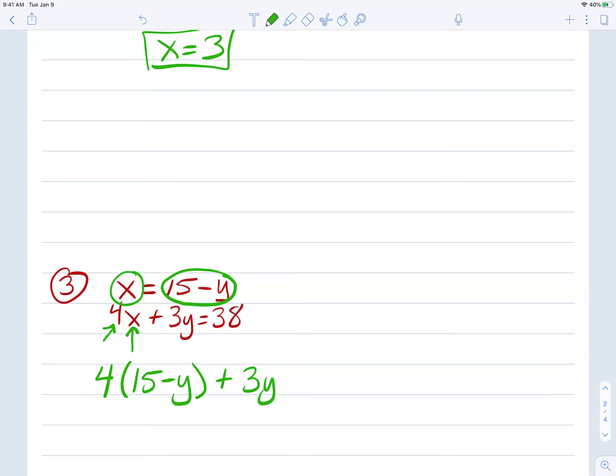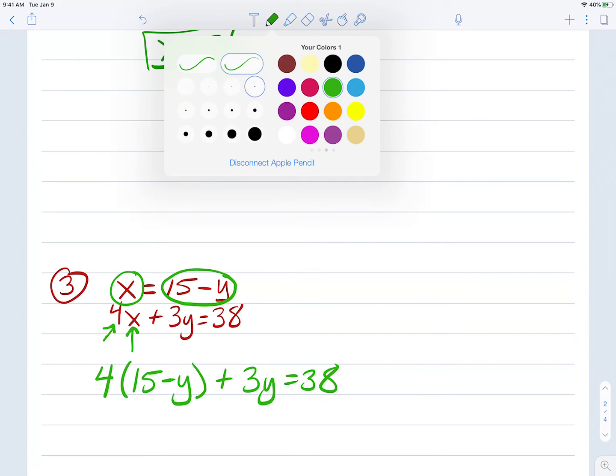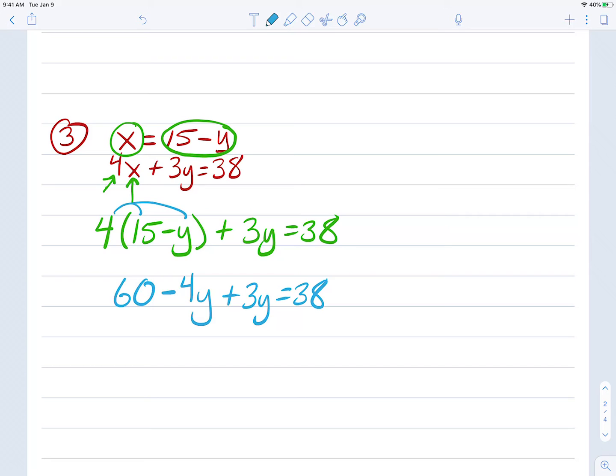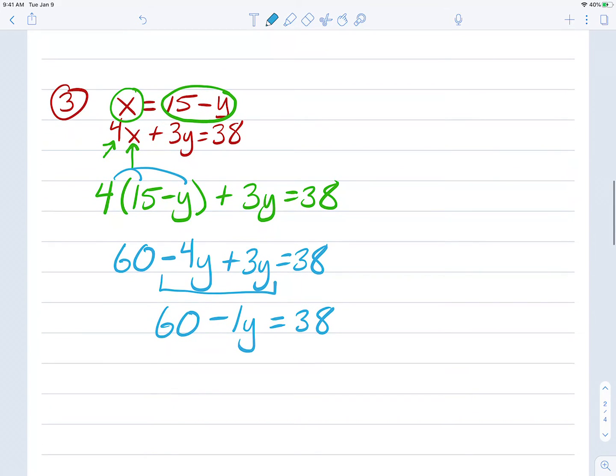So we end up with this problem, which means we need to then distribute our 4. So 4 times 15 is 60. 4 times negative y is a negative 4y, and we still have plus 3y equals 38. If we combine like terms, those are like terms, so we now have 60 minus 1y equals 38. And if we subtract 60 from both sides, we get negative 1y equals negative 22.